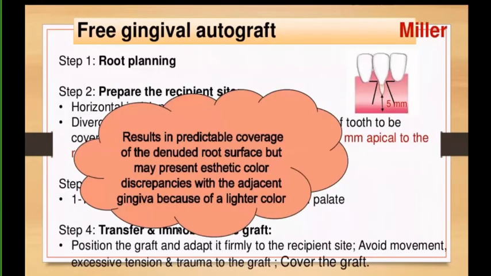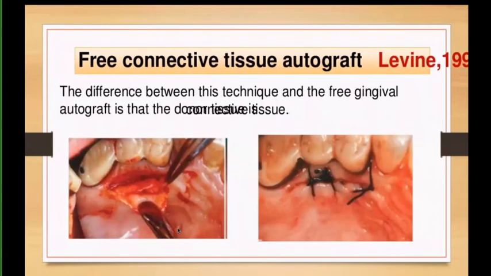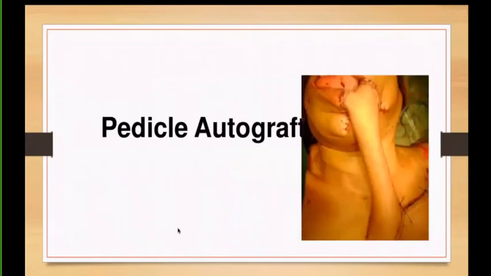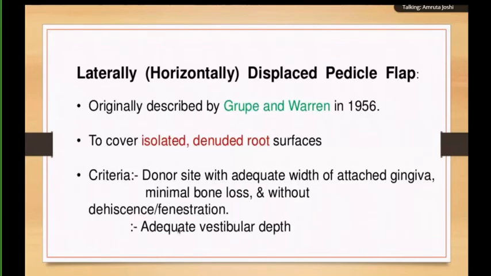So I am not discussing free gingival graft and free connective tissue graft again, because we already discussed them for increasing the width of attached gingiva. We will directly go to the pedicle graft. What is a pedicle graft? You know the meaning of pedicle: the base of the flap, the base is always attached. A free graft is what you remove from the donor site on the palate, and then you put it somewhere else in the mouth. It is free, and pedicle is always attached.